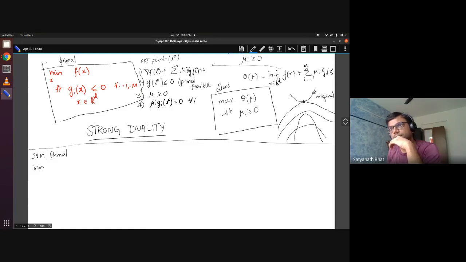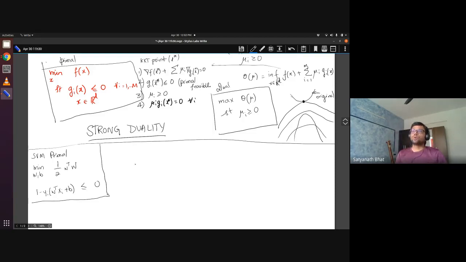Minimize over W and B. Please remember that f of x, I will write as half W transpose W, and I want the constraint less than or equal to 0. There it was greater than or equal to 1, so now I want less than or equal to 0. So this will become 1 minus y_i times (W transpose x_i plus B) less than or equal to 0, for all i, which we know. I will not write that. Okay, so this is the primal. So I need people's help here. What is the Lagrangian?